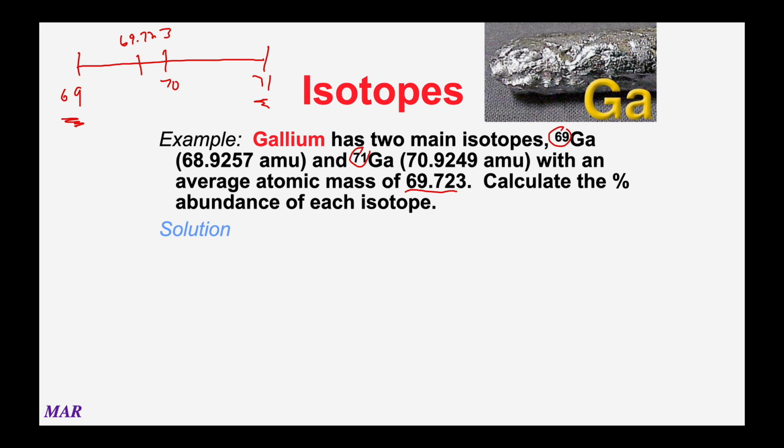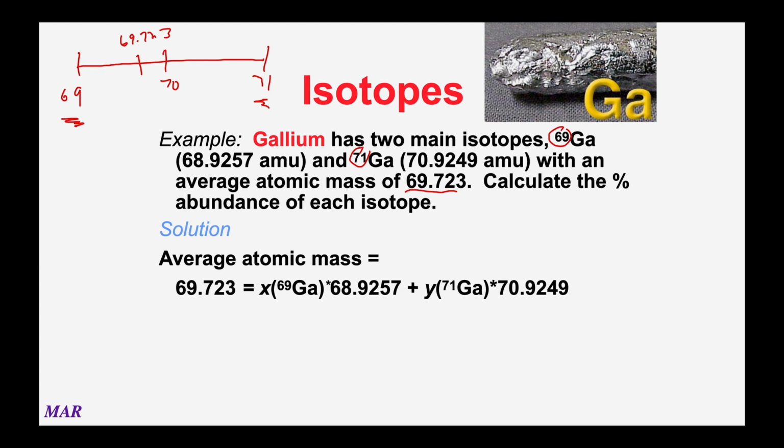To solve this, it's not too bad. What we can do is set up our equation so far. And remember that you take the decimal version of the first isotope, which we don't know, I'll call it X, and you multiply it by the mass of that isotope. Then you add it to the decimal version of the other isotope, which we don't know either. Let's call it Y. And you multiply it by its mass, that number, and that equals the average, which is the atomic mass.